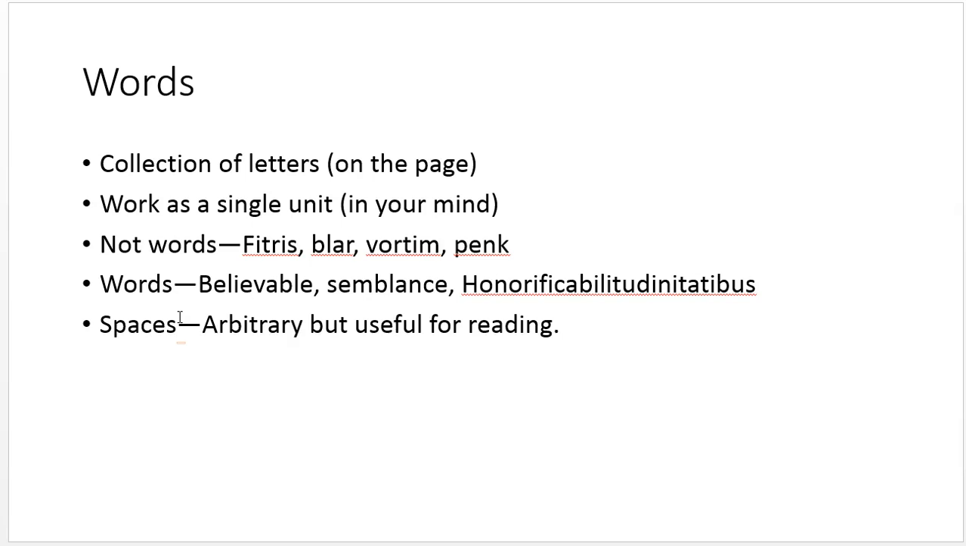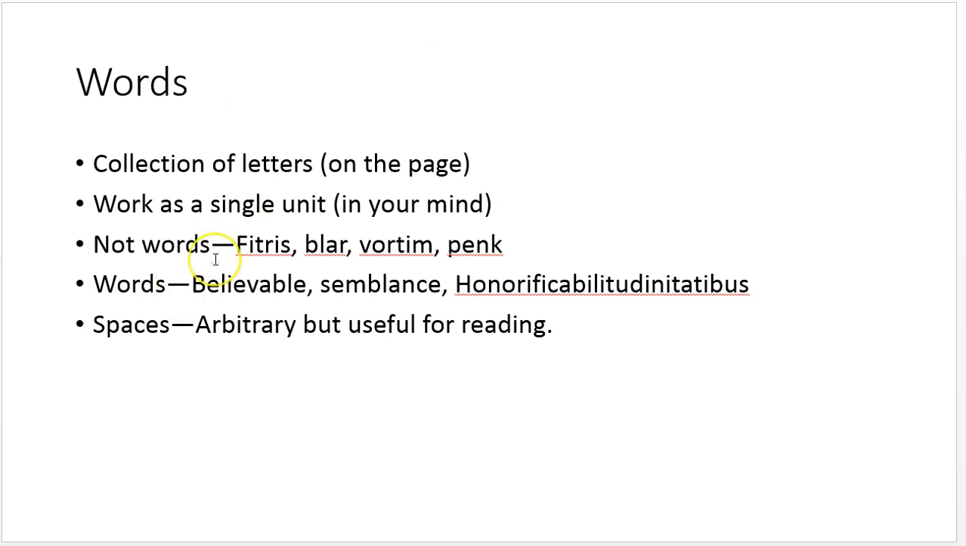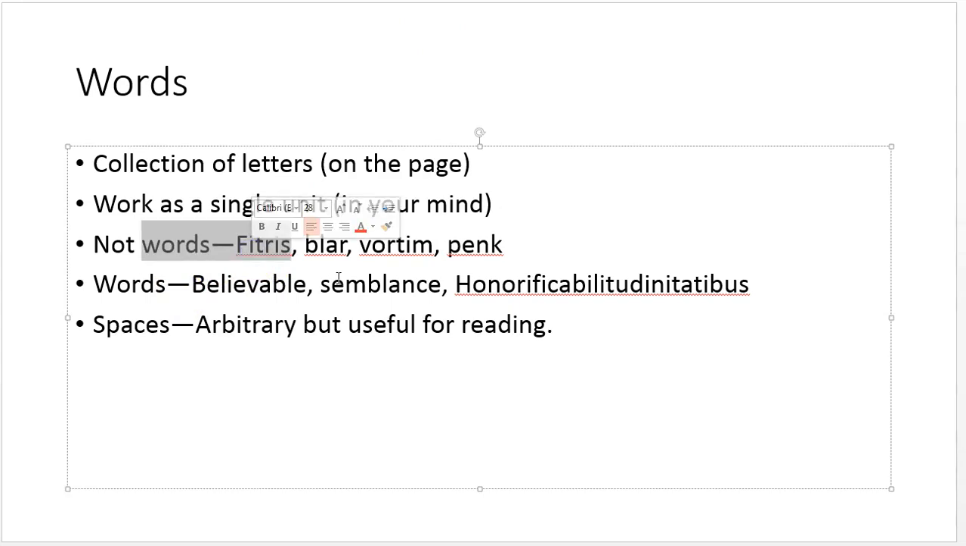So words always exist somewhere in between your mind and your ability to comprehend them and the page where the letters are printed, the ink on the page or on the screen or somewhere else. It's always somewhere in between, and we always think of words as being what's on the page, but really they must simultaneously exist in our mind, okay? And really, to get that down, look at things like Fitris, Blar, Vortum, Penk. Those are meaningless. And those are collections of letters, and they look like they could be words. But they're not. Why?